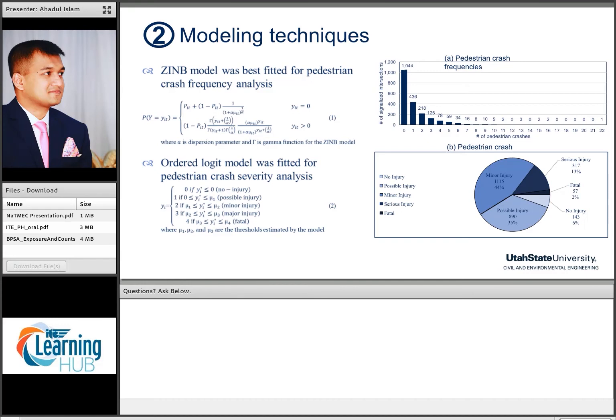An ordered logit model was selected for the pedestrian crash severity analysis due to the ordinal nature of the pedestrian crash severity levels. We categorized about 2,500 pedestrian crashes over the 10-year time period into 5 injury severity levels. Almost half of the pedestrians involved in crashes, about 44%, were minorly injured, and 13% of them were seriously injured. The percentage of fatal crashes, however, was 2%.